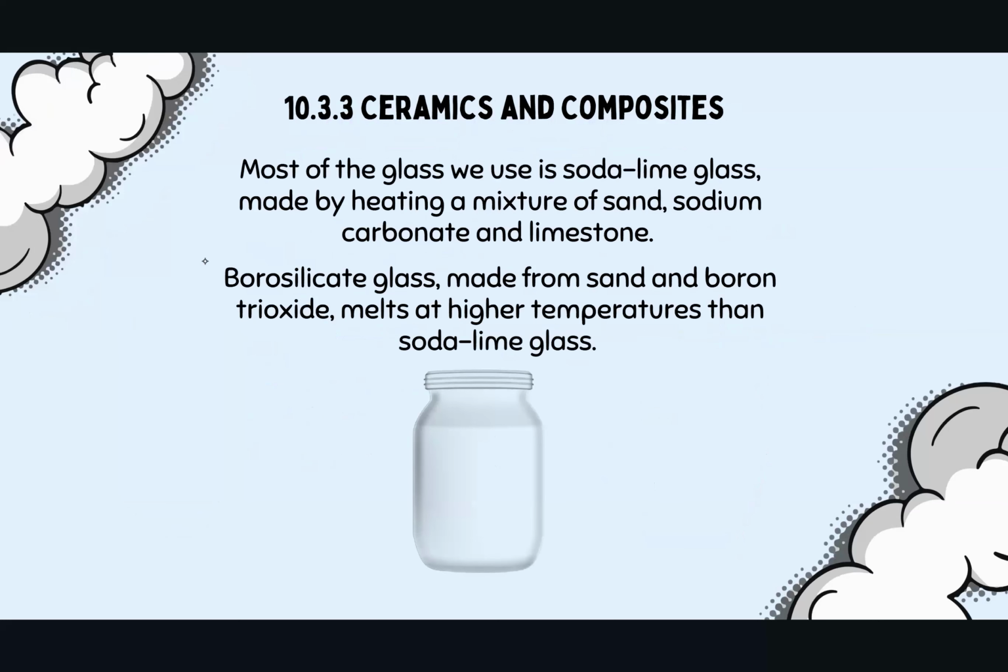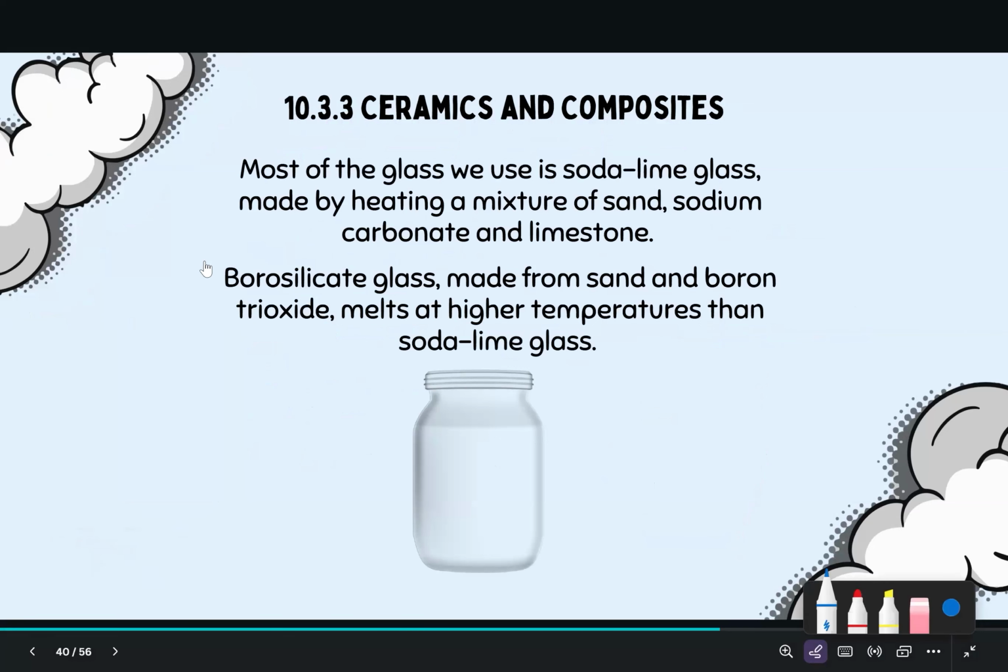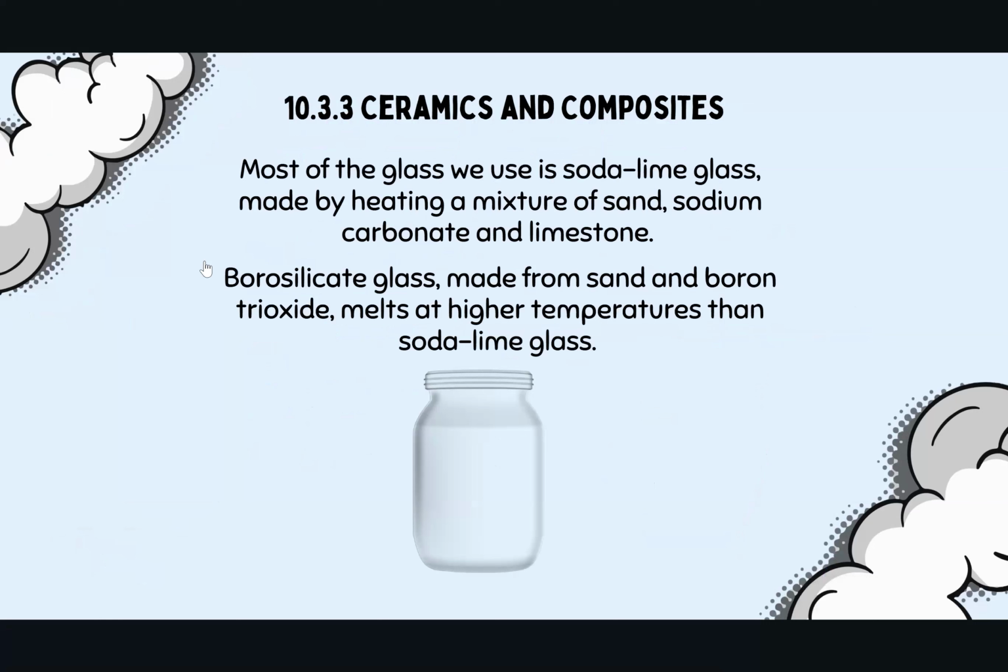Ceramics and composites. So most of the glass we use is soda lime glass, made by heating a mixture of sand, sodium carbonate, and limestone. Borosilicate glass is made from sand and boron trioxide. It melts at higher temperatures than soda lime glass. So you have different types of glass. Soda lime glass is quite fragile, but if you add boron trioxide to it, it makes it more heat resistant.